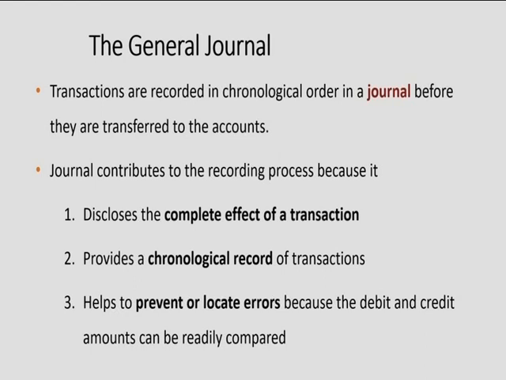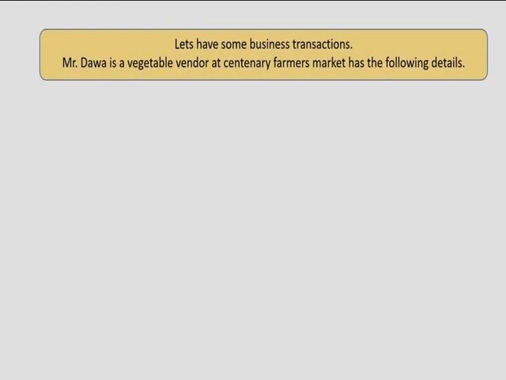I repeat, the journal contributes to the recording process because it discloses the complete effect of a transaction and provides a chronological record of business transactions. It helps to prevent or locate errors because the debit and credit amounts can be readily compared. Let's have some business transactions.